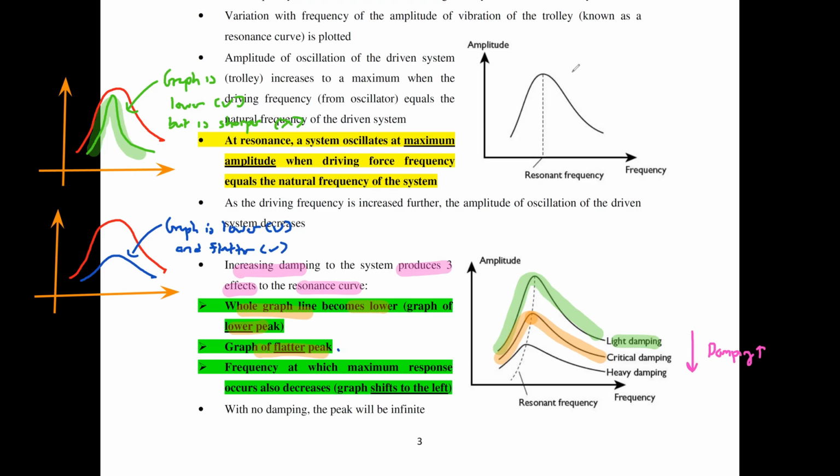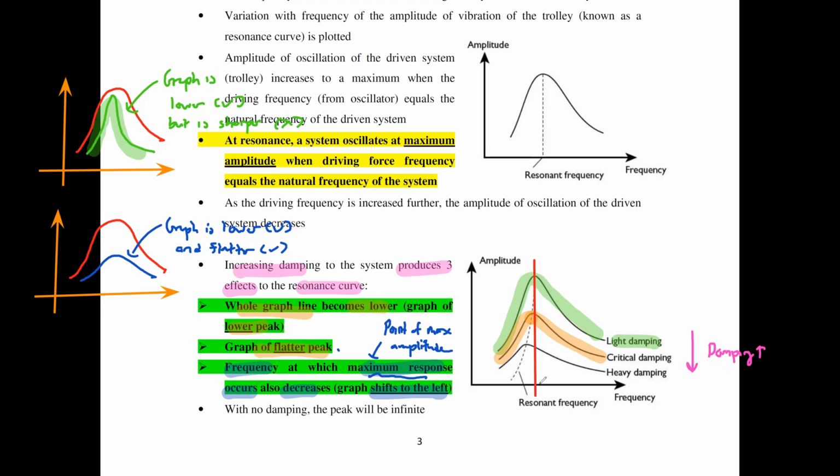okay? And then after that, the third criteria here would be where you say that the frequency at which your maximum response occurs also decreases where your graph shifts to the left. The maximum response here that you're talking about is the point of maximum amplitude. Is the point where you have max amplitude.